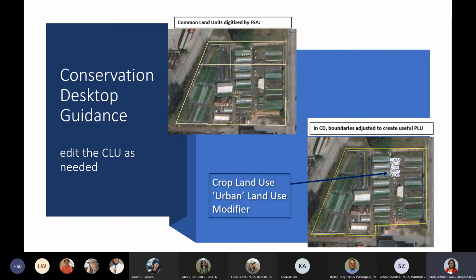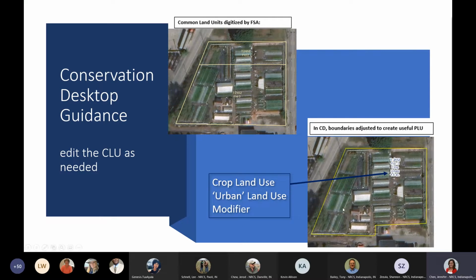This gives us that flexibility to define the PLU or PLUs, planned land units, to accurately reflect how the land is being managed. So in this example, you can see the top picture reflects what the initial CLU was as drawn by FSA. And you can see there's a bit of an arbitrary line there, field 2, field 3. We have that ability to revise those lines once we bring those into Conservation Desktop and identify them as PLUs. So just wanted to make sure folks are aware that this is a flexibility that you can utilize when you're starting out your planning efforts.